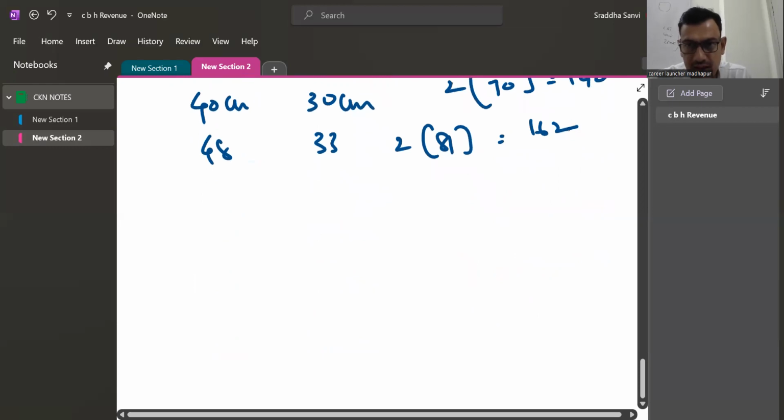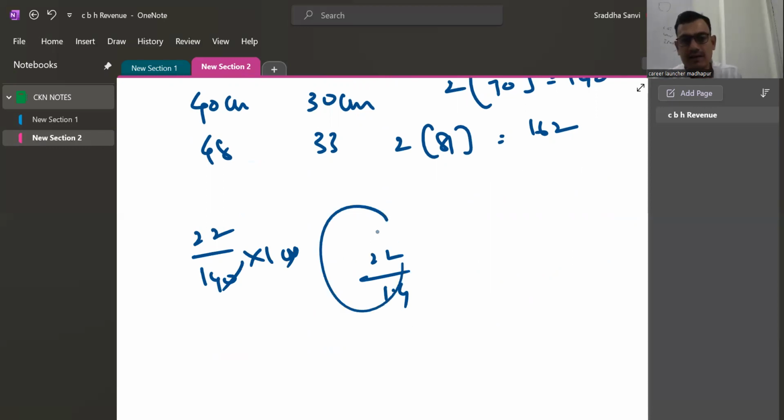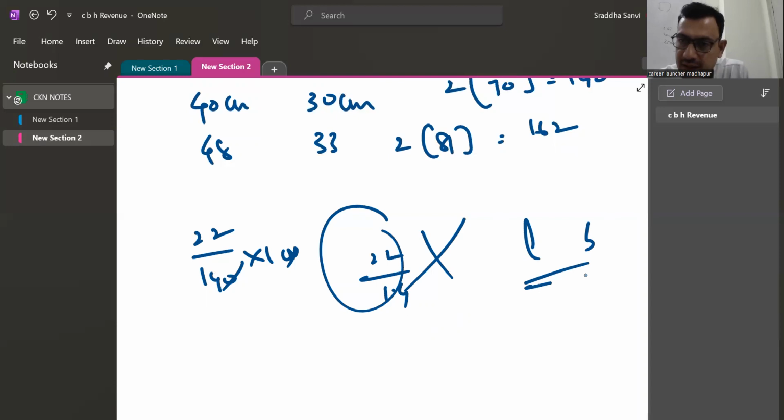Now I can understand there is a 22 growth upon 140, percentage into 100. Simplify the expression, 22 by 1.4. The answer is not the same. That is, it varies for different L and B.